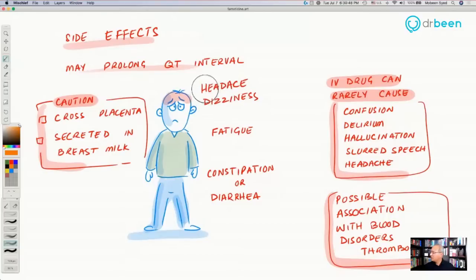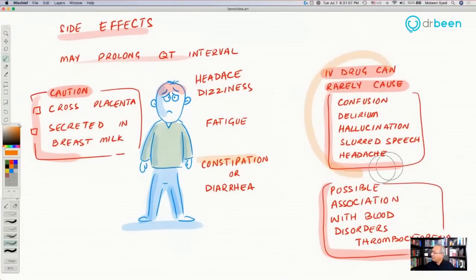Normal, common, although not very common, but if the side effects occur, more common side effects are headache and dizziness. And then constipation or diarrhea can also occur. Other than that, fatigue can occur. If it is given IV, for example, in hospital, they can rarely cause more CNS issues, for example, confusion, delirium, hallucinations, slurred speech, and headache.